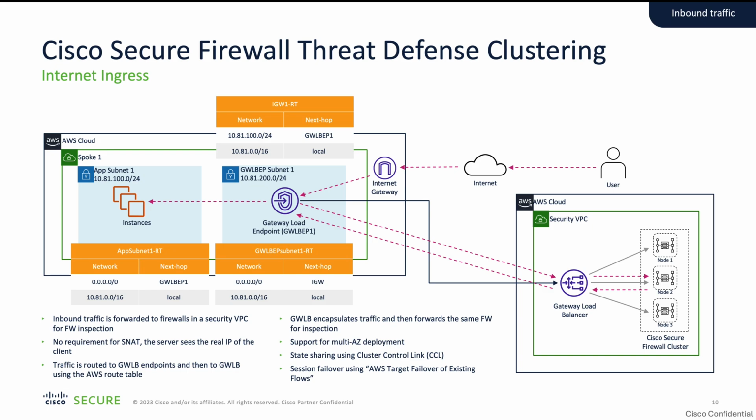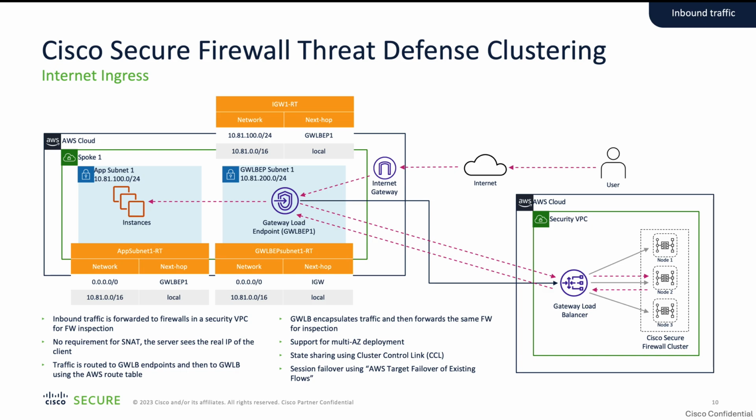On the left side of the screen, we have the application VPC, or you can call it a spoke VPC, with subnets, instances, and a gateway load balancer endpoint. On the right side, we have the security VPC, where we have our firewall cluster deployed with 3 nodes and the gateway load balancer. The gateway load balancer will monitor the health of the firewalls and make sure to send the traffic to healthy instances only, right?